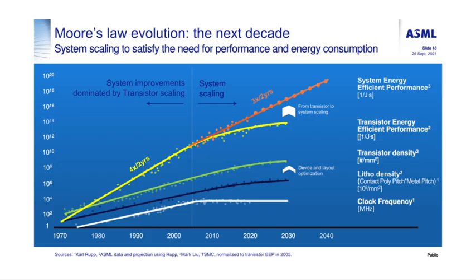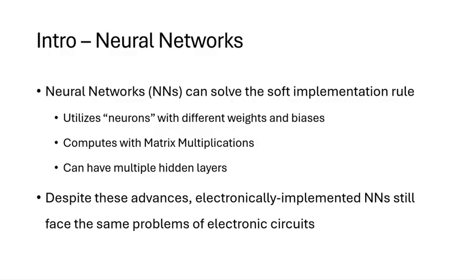And I want to note how the graph's rate of increase is logarithmic, so improvements are orders of magnitude higher. And there's a decrease in the slope for the lines. There's a hard stop for clock frequency, a decrease in transistor energy, and a decrease in transistor density. And system energy is still increasing in orders of magnitude despite these losses. So a potential solution for this is neural networks.